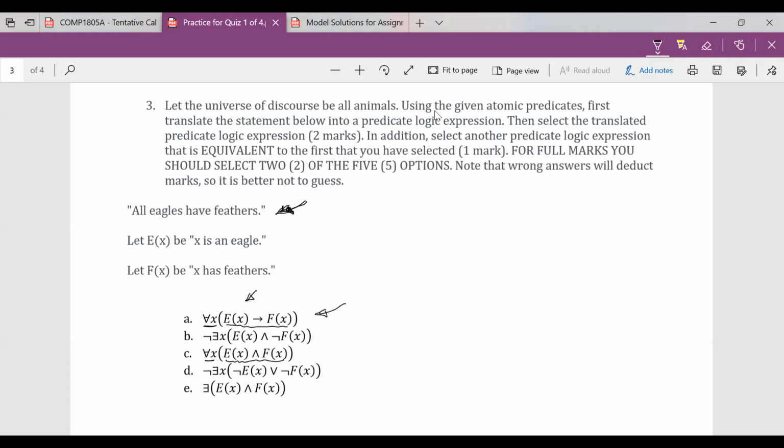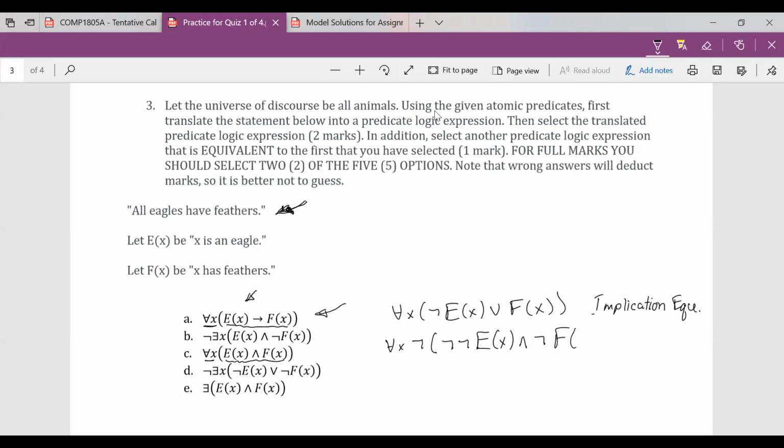So if you did implication equivalence, we could say for all x, not e of x or f of x, and then we can do reverse De Morgan's. So I'll put down the rules, but of course on the quiz, it is multiple choice, so we won't have to. And then I could do De Morgan's on that. So for all x, not, and then I have not e of x here and not f of x. And that's De Morgan's.